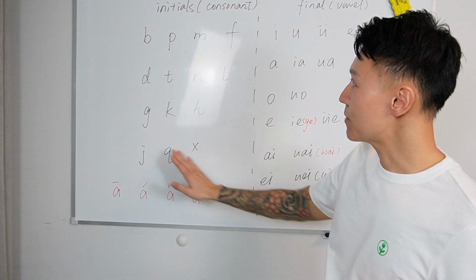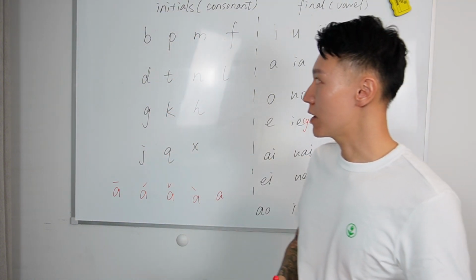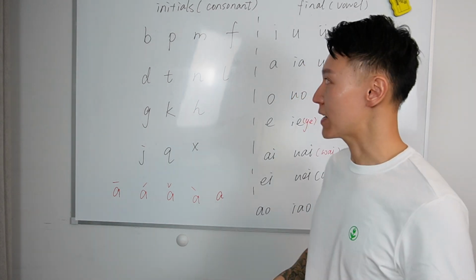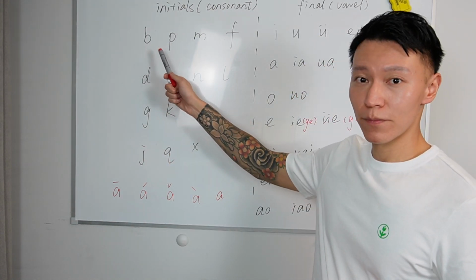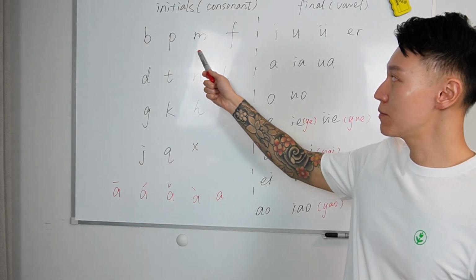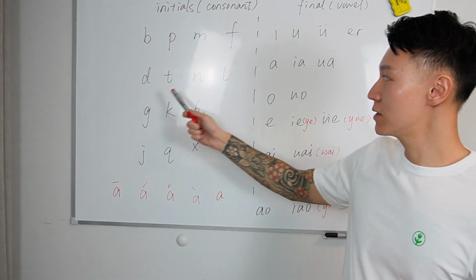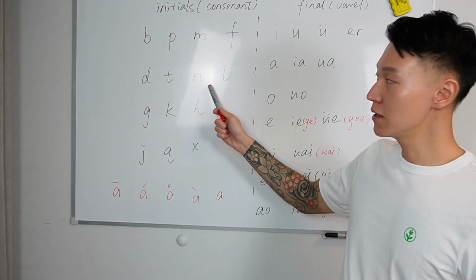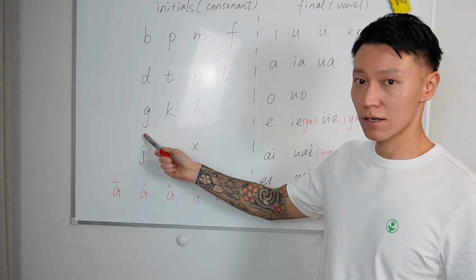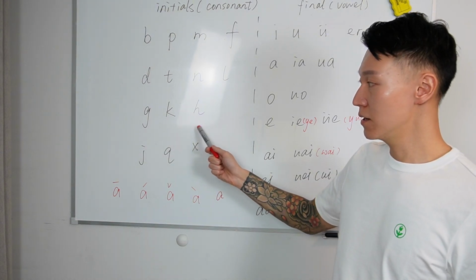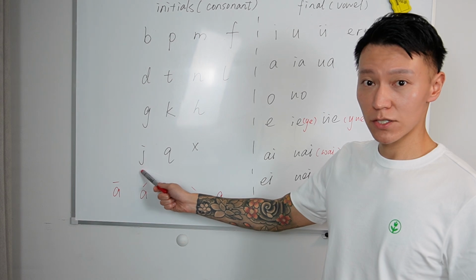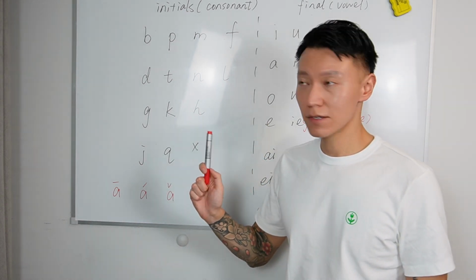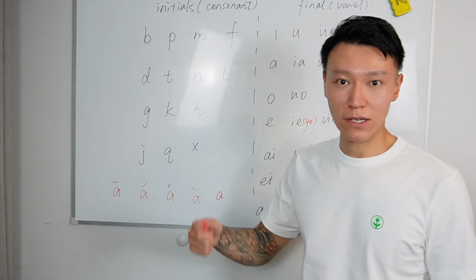So here we have some basic initials, and you can just listen to me, or if you would like to repeat after me, be my guest. Bo, po, mo, fo, de, te, ne, le, ge, ke, he, ji, chi, shi. Alright? If you want to practice again, you can do it again by yourself.